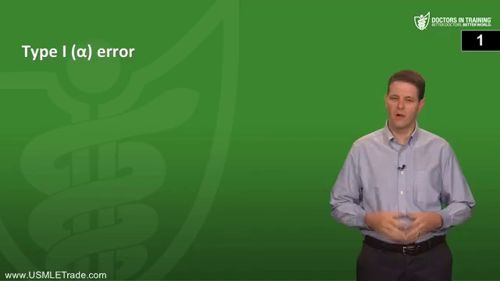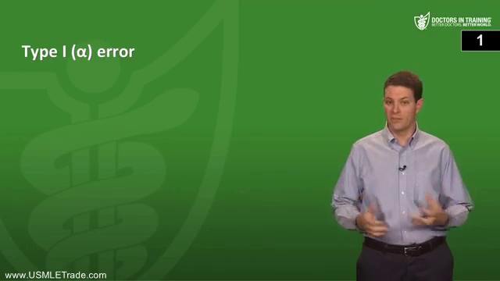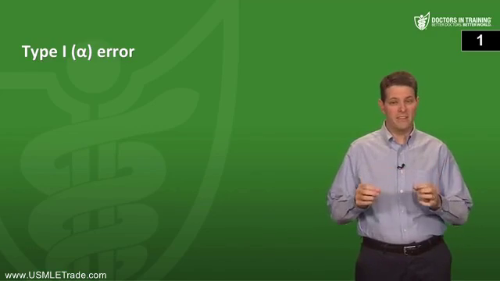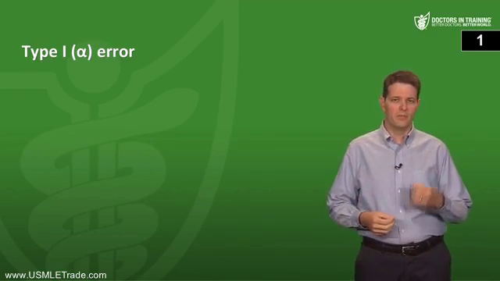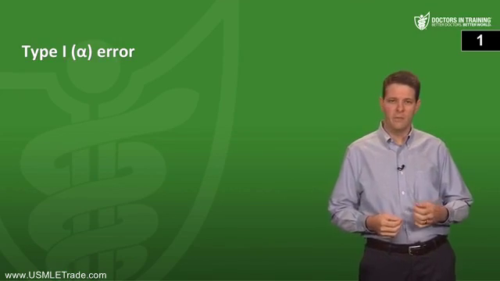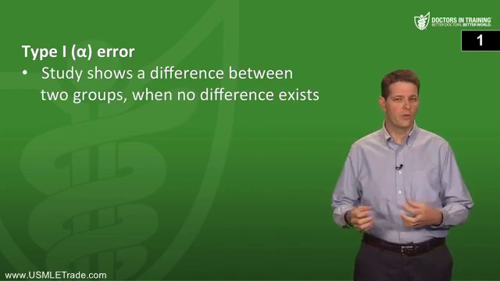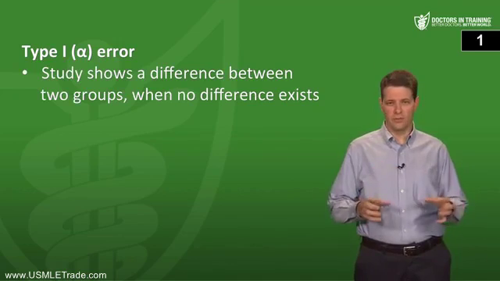Let's get started. First question says, in your own words, describe what type 1 error is. So obviously on the board you're not going to have to describe things in your own words, but if you can explain these concepts in your own words, you know you're going to have a decent understanding of them. So type 1 error, or alpha error, means that your study shows a difference between two groups, but in reality there's no difference between the groups.